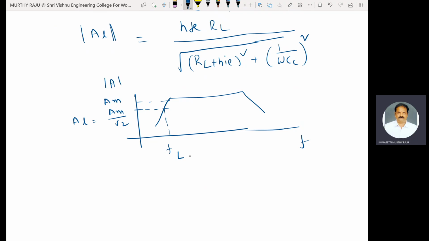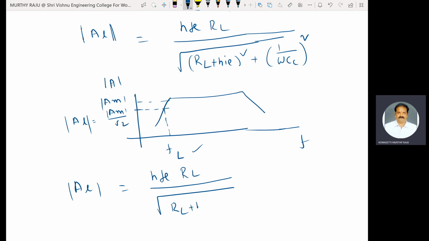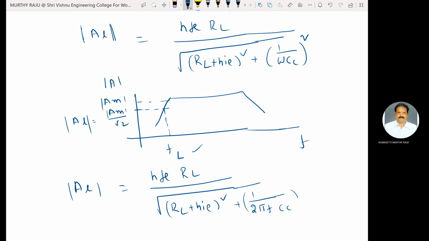Now I have to derive this FL. We know the two expressions: mod AL is equal to mod AM by root 2. Mod AL is equal to HFE RL by the square root of RL plus HIE whole square plus 1 by omega CC whole square, where omega is equal to 2 pi F.